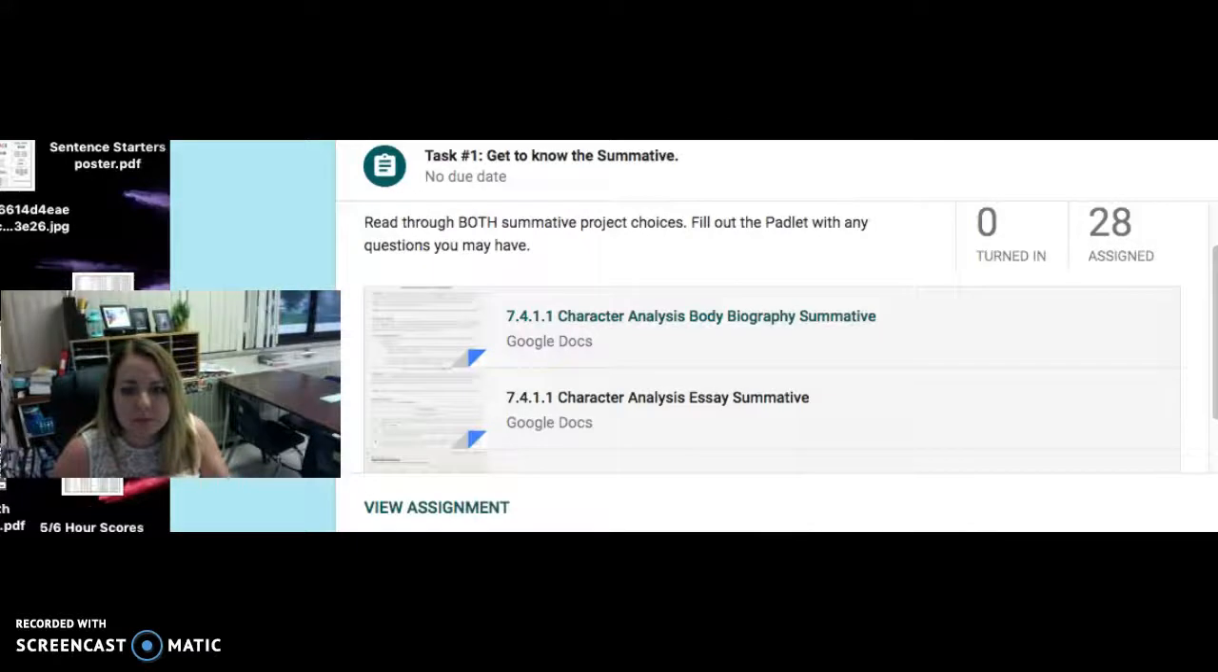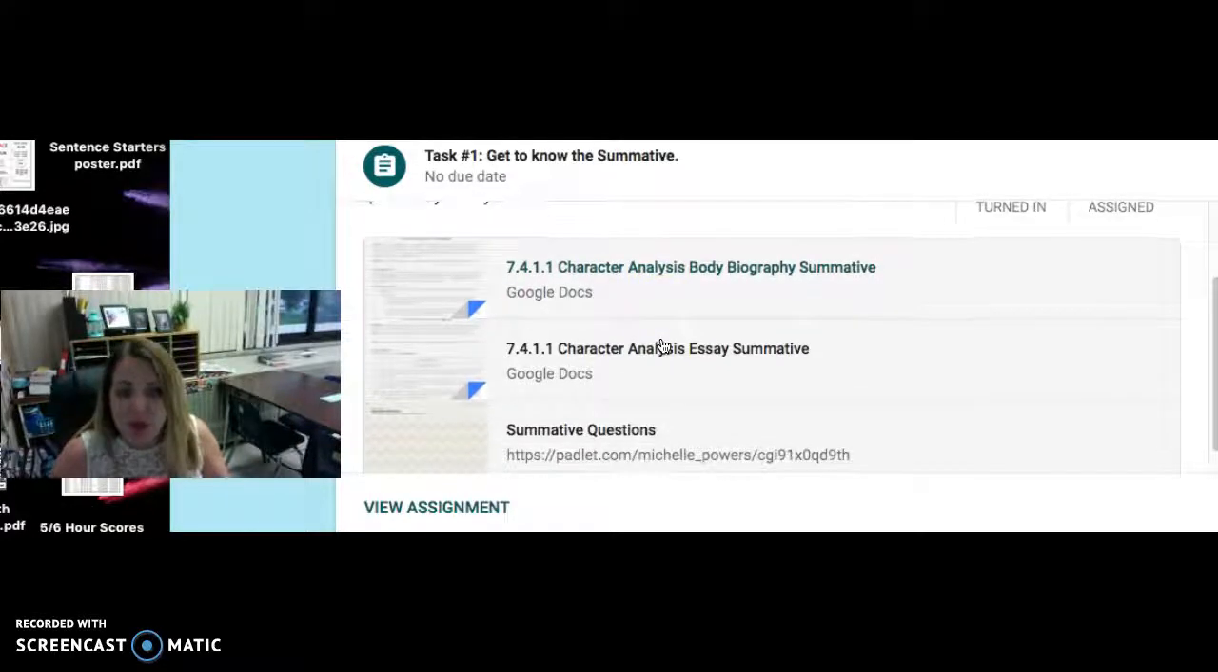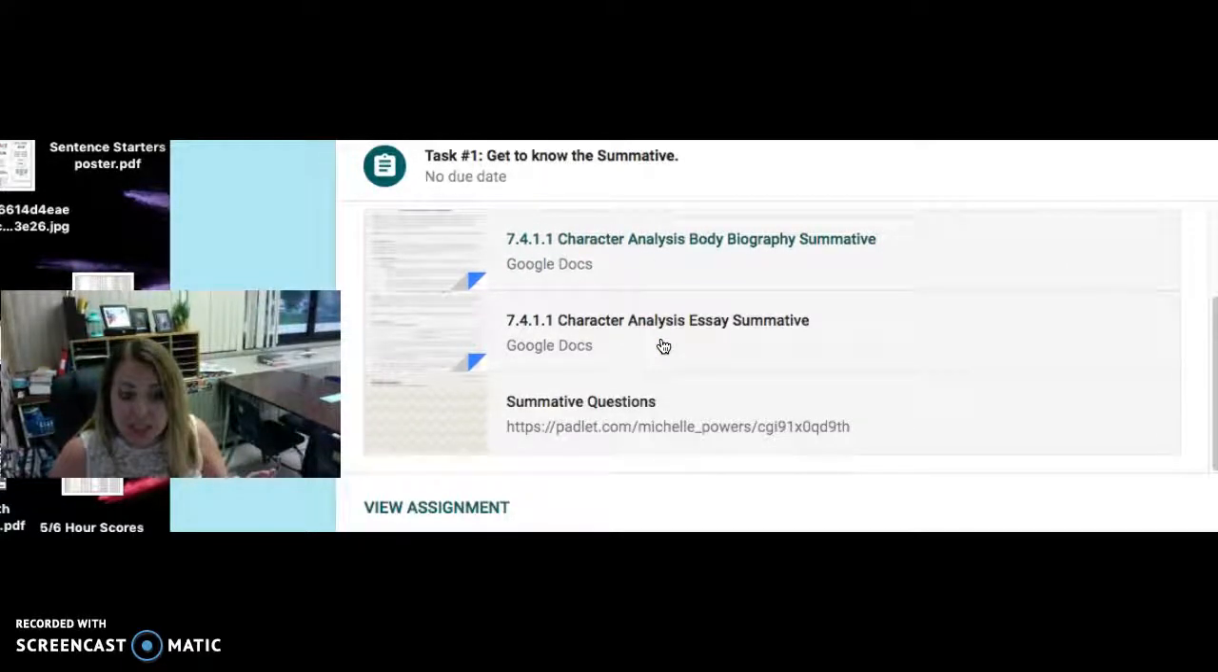Let me see here. Get to know the summative. Do the directions say to do the summative? To start working on the summative? No, it just says to get to know it. Read through the project choices. Fill out the Padlet with any questions. So I don't have to do the summative now. I'm just learning about it. Yes. So I can come down here now to the summative.